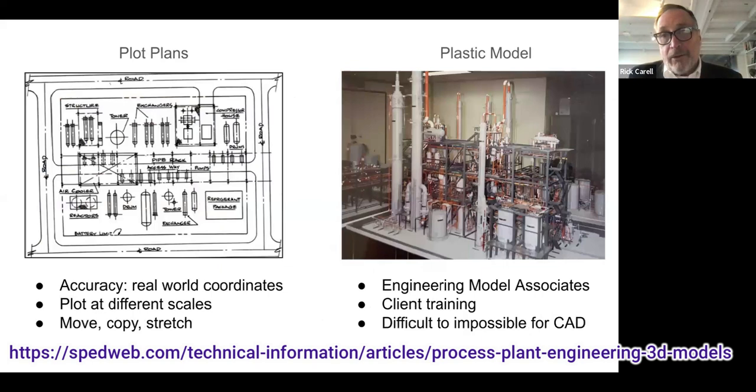Plot plans were another critical document back in the day, where you would place the various pieces of equipment in the area. What CAD had going for it was that you could use real world coordinates. You had absolute accuracy. All these little milestones would be exactly at the datum point in the plant. You could plot at different scales, and of course you could move things around, copy and stretch.